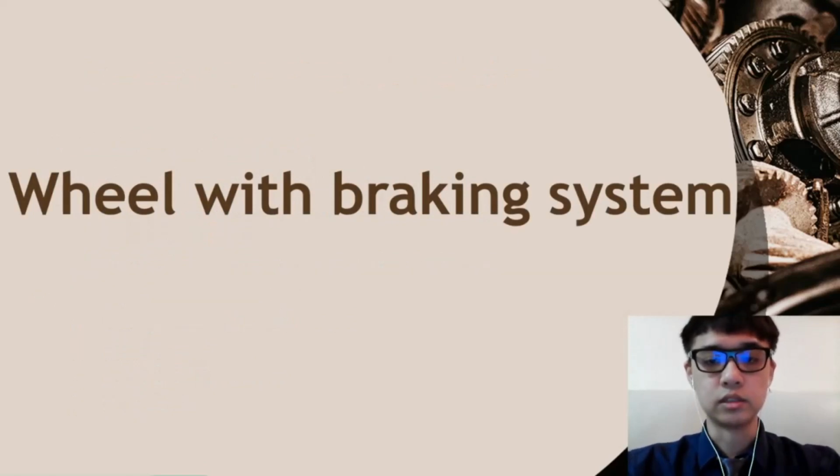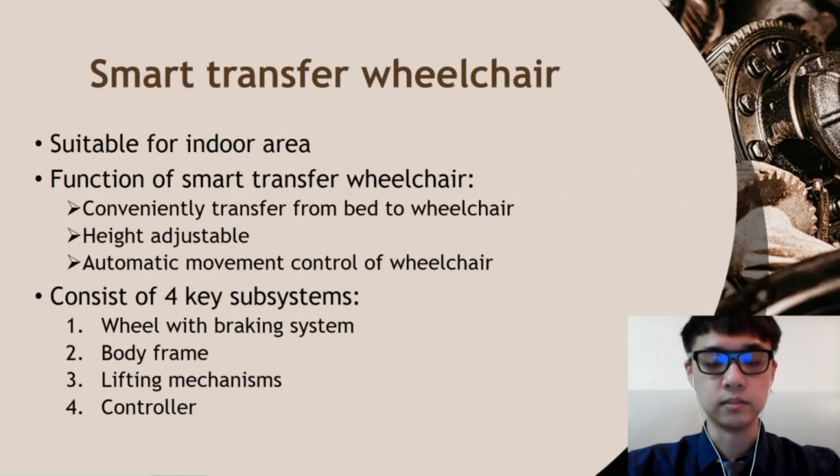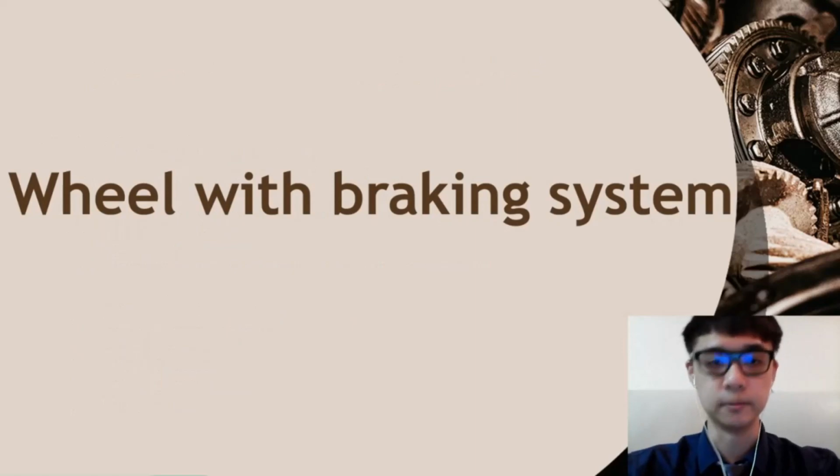Our design consists of 4 key subsystems to achieve the functions above. First is the wheel with braking system. The second is the body frame. Third is the lifting mechanism. And fourth is the controller. So now I will proceed with the wheel and braking system.